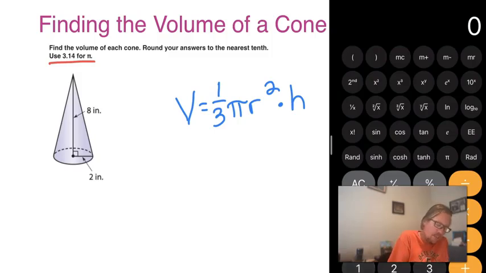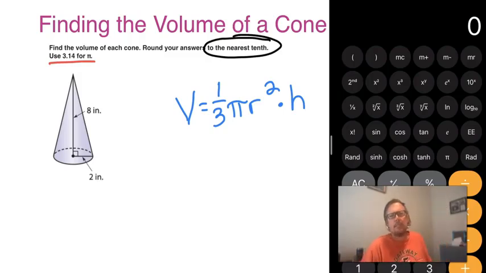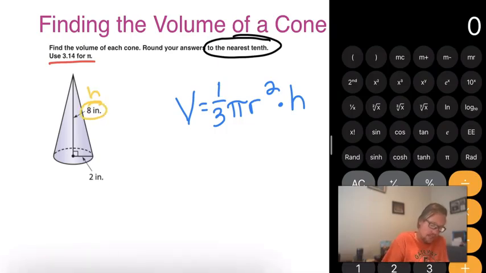It also gives us another important piece of information. It says round your answers to the nearest tenth. So since we're using pi as 3.14, we're going to get decimals for our answers. And when we get a decimal, we just need to make sure before we circle and say, here's the answer, that we round our answer to the nearest tenth place. Okay, so the first one's pretty simple because it says, hey, here's the height, it's 8, and hey, here's the radius, it's 2. That's handy. All we gotta do is just plug in some numbers.